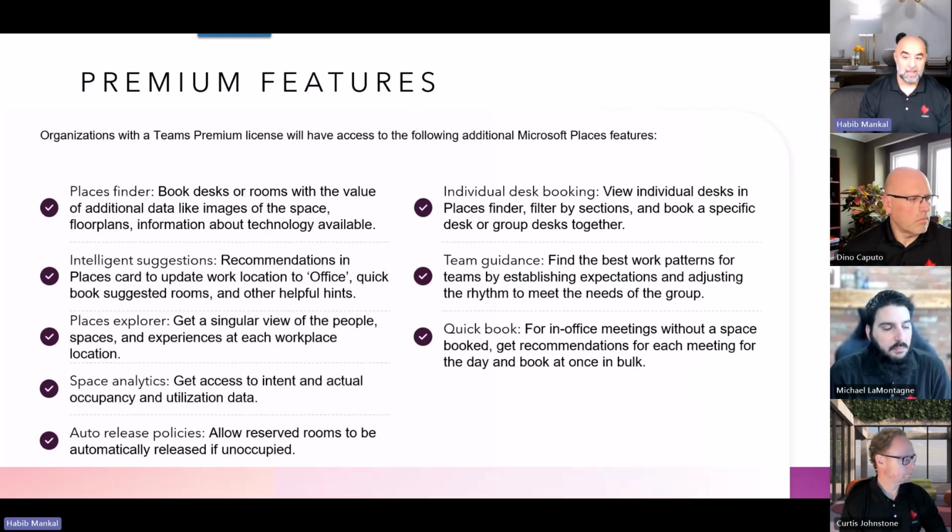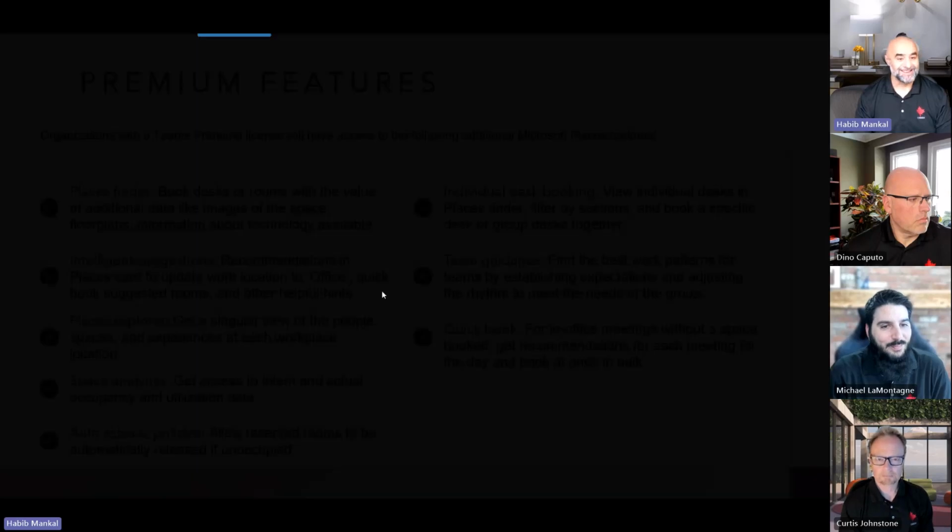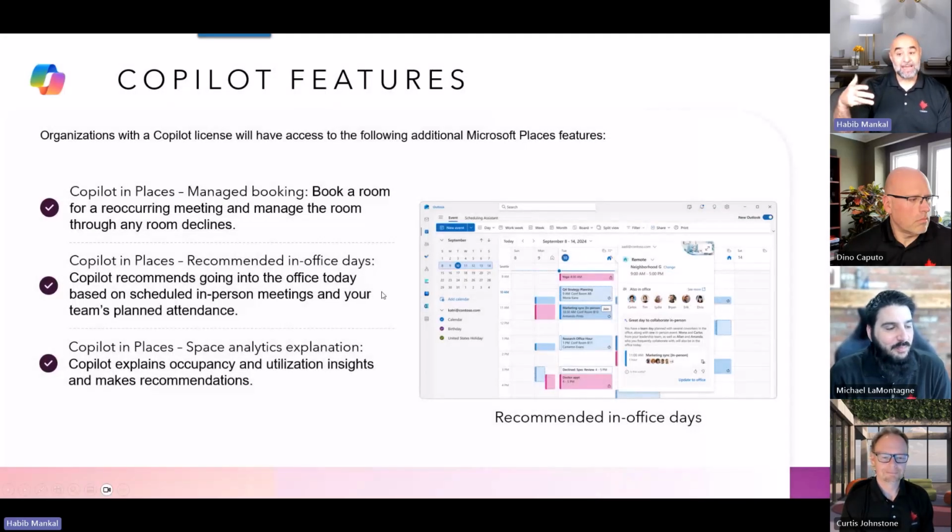And then obviously everything has a Copilot integration, right? This is what you get with Copilot. So again, I think it's broken down into three different ways. One is me as a user saying, hey, book me a room for recurring meetings and stuff like that. The second part is saying, hey, recommend what days to come into the office. So I can go into Copilot and say, hey, based on my schedule and meetings that I have with people, and it'll look at if you guys are in the office or not, what days do you recommend that I should go into the office?